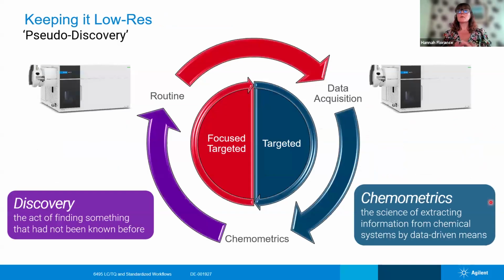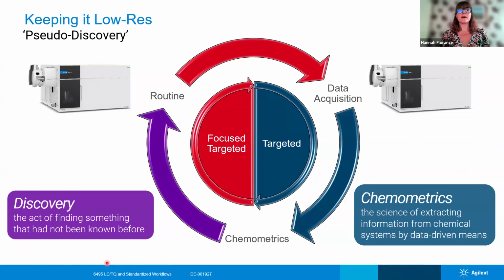So our workflow would look something like this. In this data acquisition, we'd have tens to hundreds of metabolites. We can then extract all of that data and perform our chemometrics, because chemometrics is all about extracting information from chemical systems, and it's all data-driven. From that, we can then actually discover something new. We know what our metabolites are, we know what pathways they're involved in, and we can discover how they've been impacted by our samples and by our experiments.